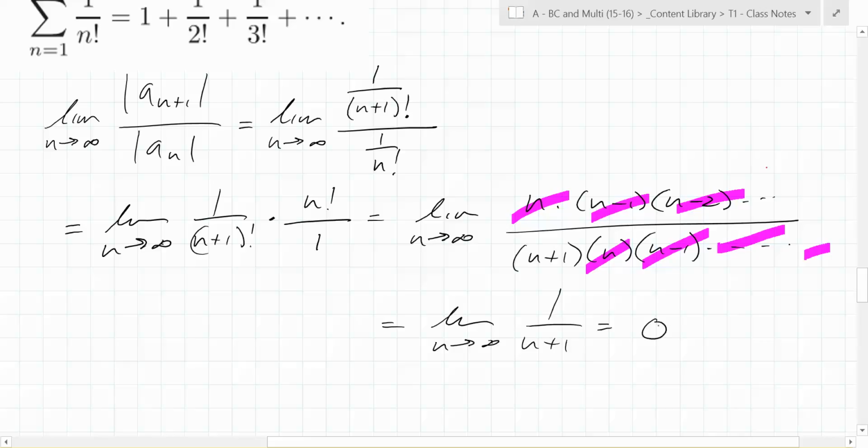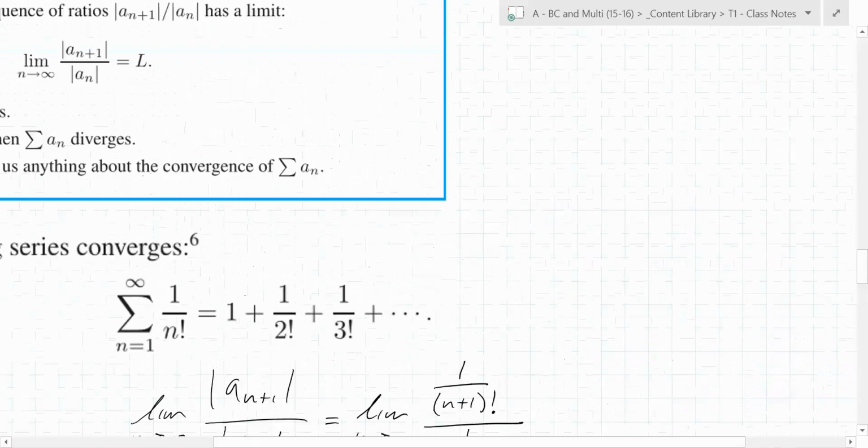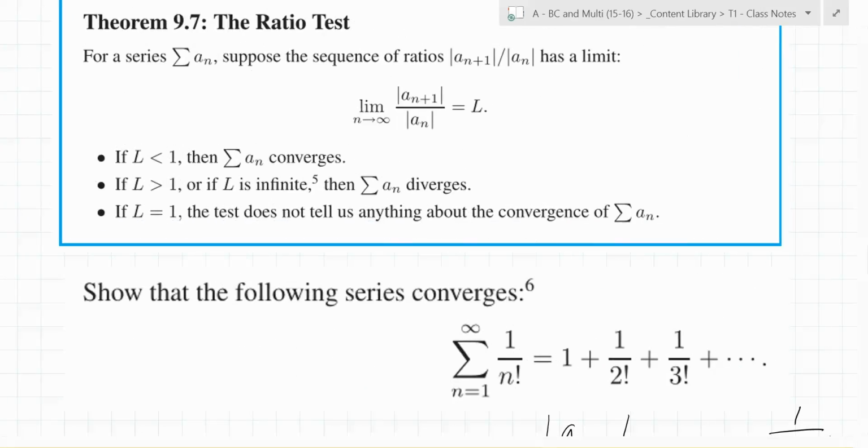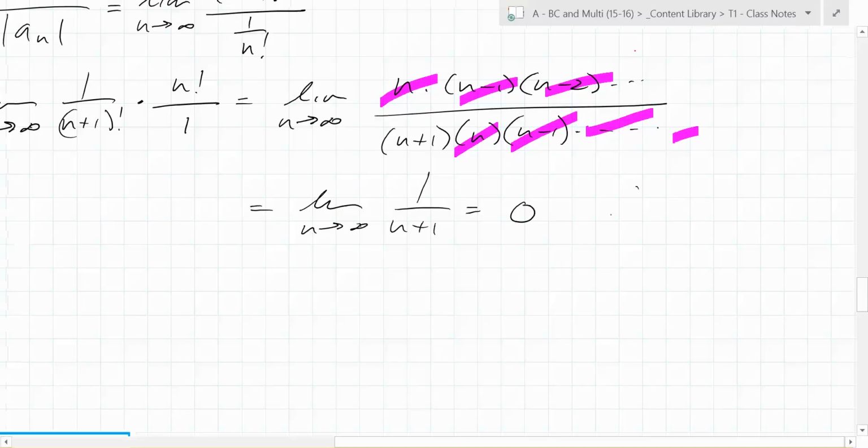0. So did we find an L? We did. Exciting. Woohoo! So what does that tell us? It converges. Exciting.